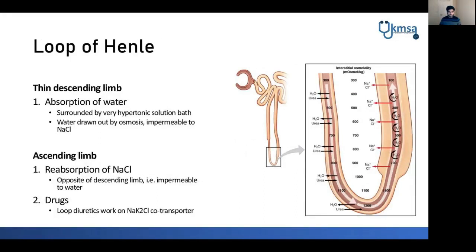Then coming on to the loop of Henle, again, we don't need to go into the nitty gritty, just big picture stuff. So the main function of the whole loop of Henle is to concentrate urine and reabsorb water. That's what the thin descending limb does, and the ascending limb reabsorbs some of that sodium chloride as well. And it's relevant because loop diuretics act on the ascending limb, the sodium, potassium, 2Cl chloride co-transporter.